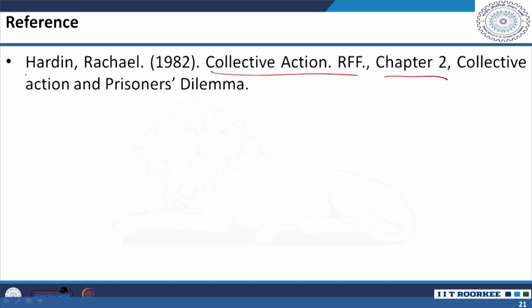So, you need to actually explore the original contribution. This is the reference for this chapter: Collective Action, chapter 2, and you can follow this book, Collective Action by Hardin Russell. This defines how the collective action problem can be explained in terms of the prisoner's dilemma, and how collective action issues and problems can be explained by taking different strategies, as game theory does.